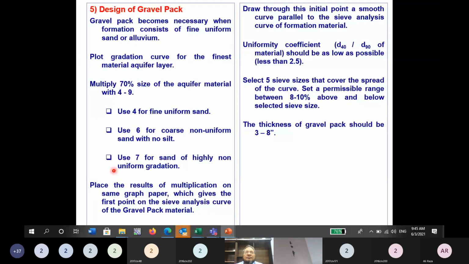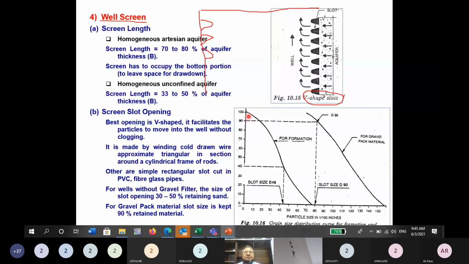Now the last thing is the design of the gravel pack, the gravel filter material we have to provide. Where is it needed? Only when we are providing a deep well in an alluvium aquifer, okay? Not in rocky foundations. So gravel pack becomes necessary when the formation consists of fine uniform sand and alluvium, so it must be provided. For that, we plot the gradation curve for the finest material aquifer layer, like this we have plotted. So we have to plot this gradation curve.